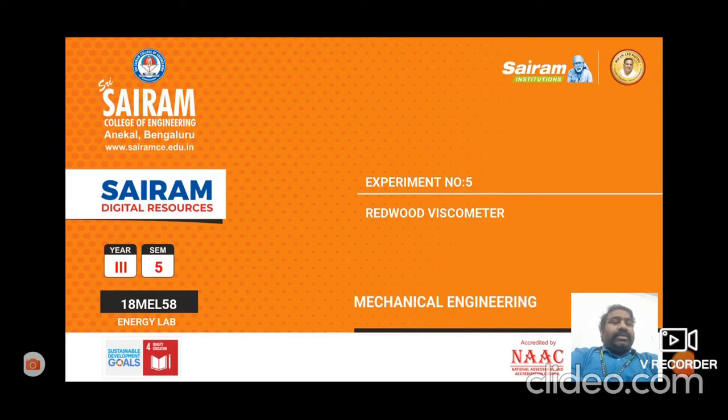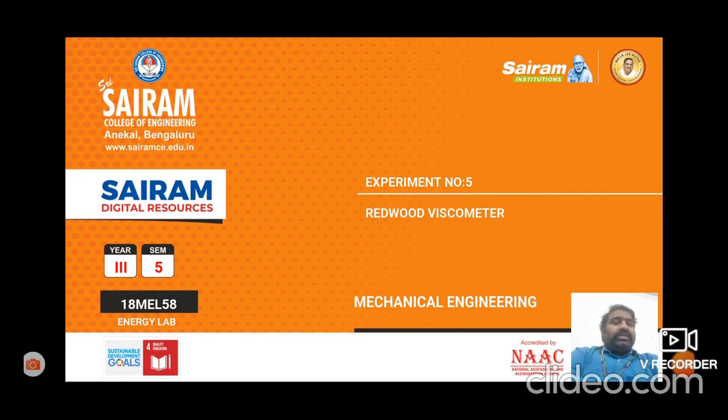Today we are going to discuss experiment number 5, that is the Redwood Viscometer. First of all, let us understand what is meant by a viscometer. A viscometer is an instrument or device which measures the viscosity of a fluid. There are different types of viscometers, like the torsion viscometer and the Redwood viscometer.